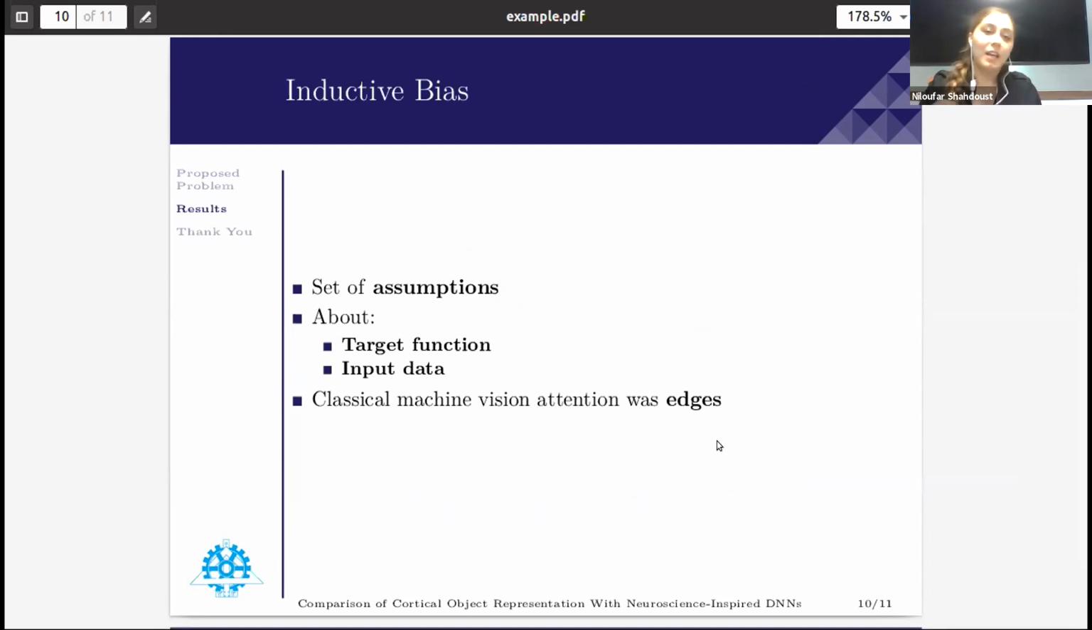It shows that deep neural networks have good inductive bias toward vertices, and they pay more attention to the vertices rather than edges, whereas in classical machine vision, the attention was more on the edges of images rather than vertices. And to be more specific, inductive bias is some set of assumptions about the target function and the input data that is injected into a network.